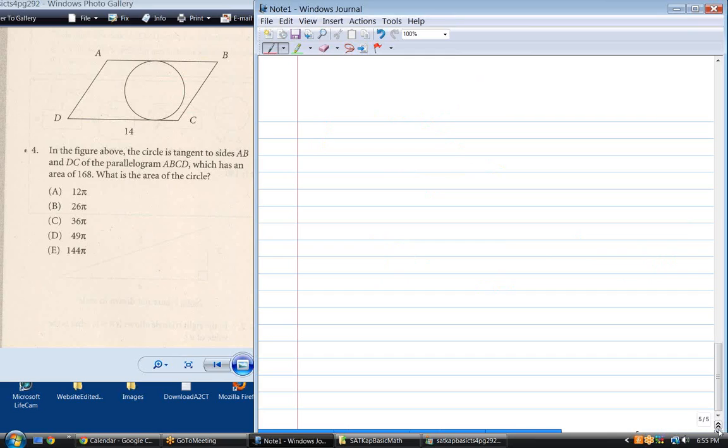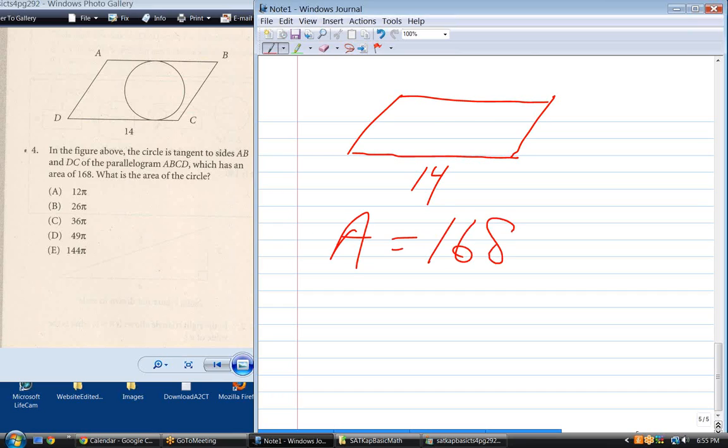Okay, so the area of that parallelogram is 168. What's the formula for the area of a parallelogram? Isn't it like the top and the bottom, or the top and the sides divided by 2? Same as a rectangle. Base times height, the only difference is it's the vertical height. It's that height, not the slant height. Okay?